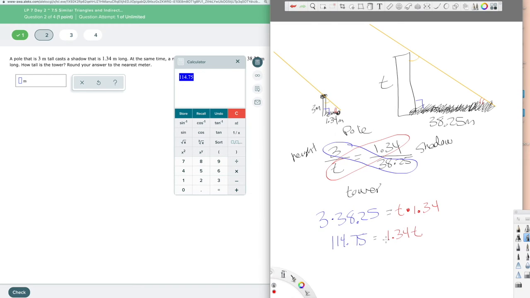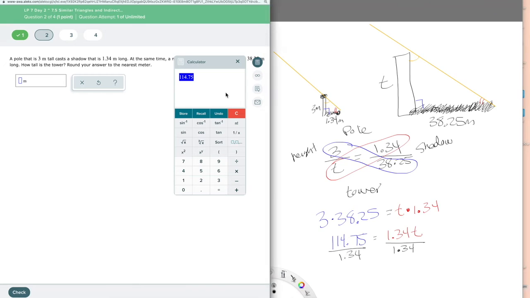But it wants us to go to the next step. It wants us to actually solve for T. So I need to divide both sides by 1.34. I don't know why I said 3.14. I'm just going with pi on that one for some reason. Divided by, is it working? Divided by, there we go, 1.34.